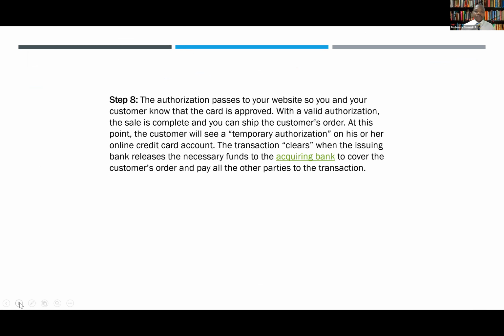The authorization passes to your website so you and your customer know that the card has been approved, part of the flow that I showed you. But the valid authorization, the sale is complete and you can ship the customer's order. What I showed you, the entire stakeholders all need that information. At this point, the customer will see a temporary authorization on his or her online credit card account. The transaction clears when the issuing bank releases the necessary funds for the acquiring bank to cover the customer's order and pay all the parties.